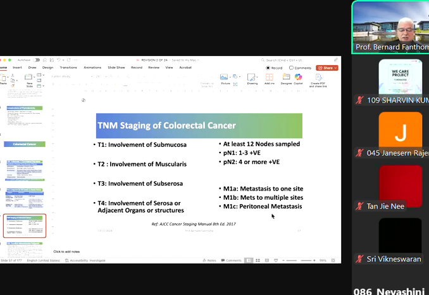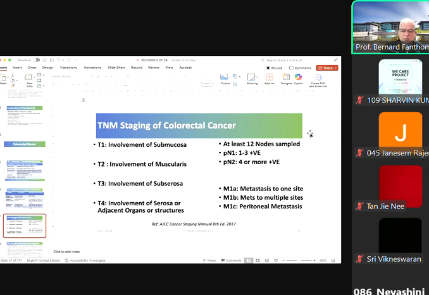Then for TNM staging, as I told you in the stomach, it is similar here. When it involves the submucosa it is T1, muscularis T2, involvement of the subserosa T3, serosa or adjacent organs T4. Then we need to sample at least 12 nodes for adequate sampling.